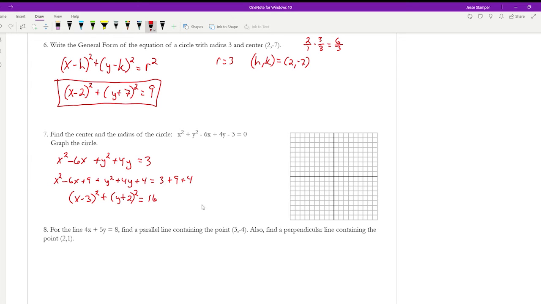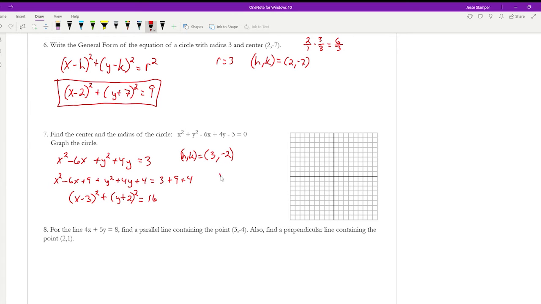So I need my center, my h and k. Well, my h would be 3, because remember, x minus h is the form. So it'd be a positive 3. Plus 2 means that my k would have to be a negative 2. So it's a negative 2. And then remember that r, this is my h, comma, k.